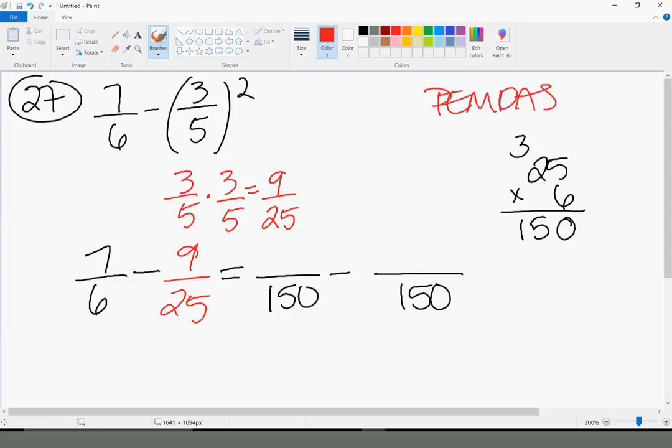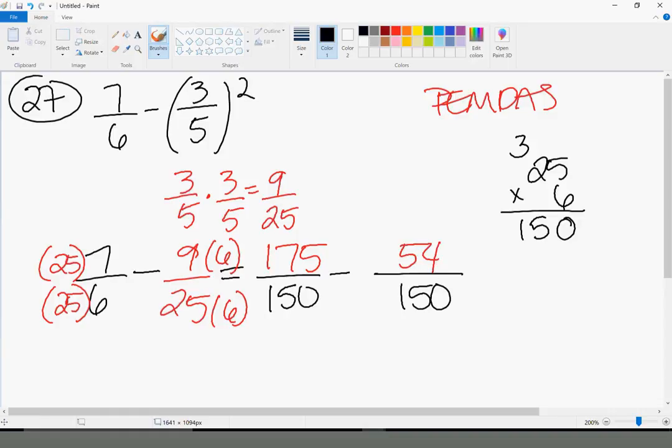Okay, so 6 times 25 is 150, so I'm multiplying by 25 at the top. That would be 175. And then I'm going to multiply by 6 here. 9 times 6 is 54. So now that I have common denominators, I'm going to keep that denominator, and then I'm going to combine the top. 175 minus 54.